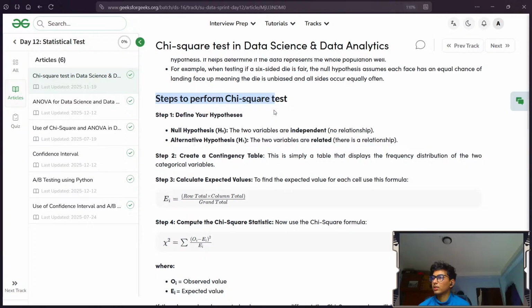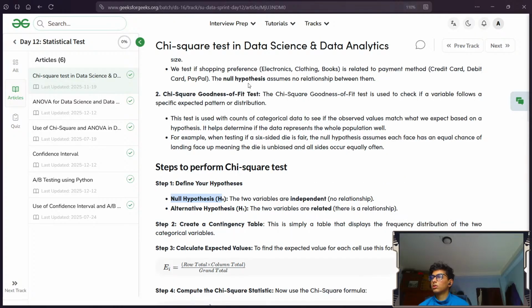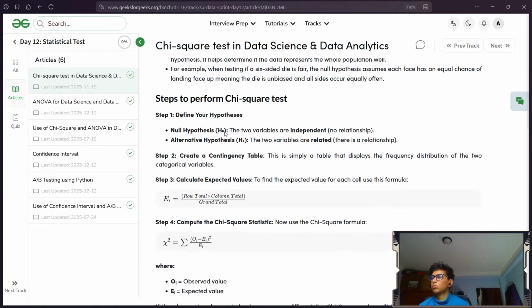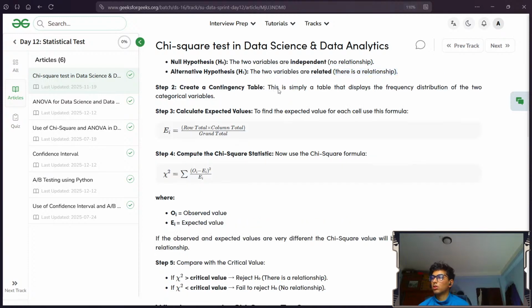Steps to perform chi-square test. Define your hypothesis. Null hypothesis assumes no relationship between them: independent, no relationship. Alternative: dependent, relationship. Create a contingency table. This is simply a table that displays the frequency distribution of two categorical variables. To find the expected value of each cell, use this formula: row total times column total divided by grand total.